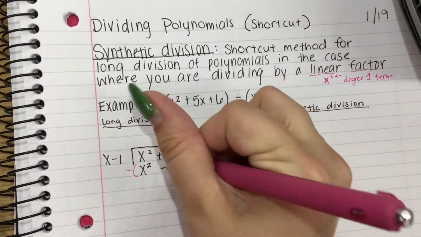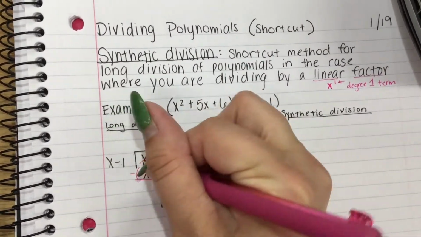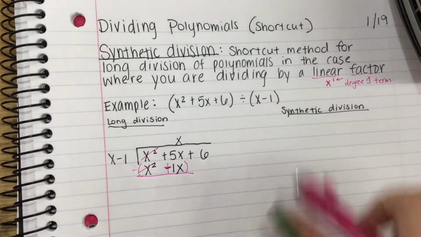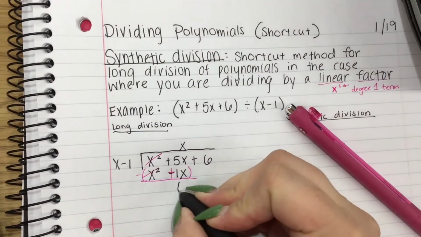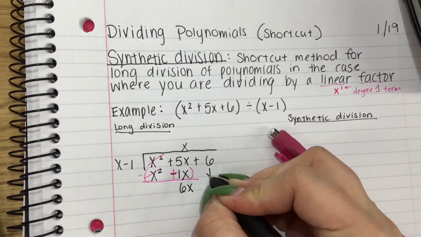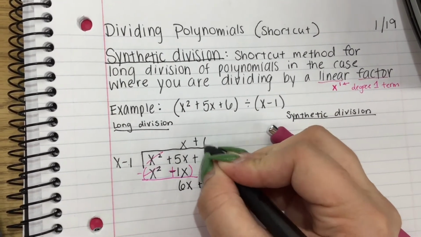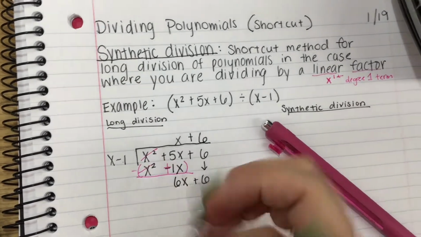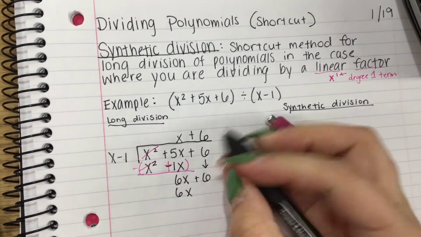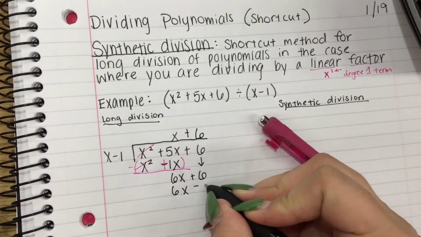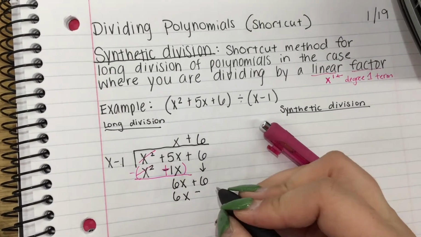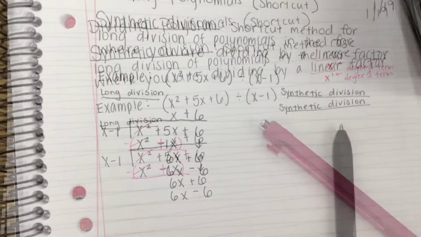I'm going to subtract the entire expression. This is where I use that different color so that I can see my sign change. 5x plus 1x is going to give me 6x, and then I can bring down that constant at the end. I then want to ask myself that question again, what can I multiply by x to get 6x, which is just 6. And then 6 times x is 6x, and 6 times negative 1 is negative 6.